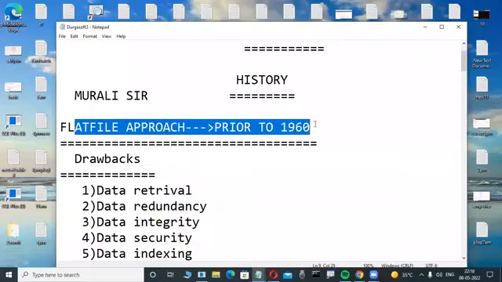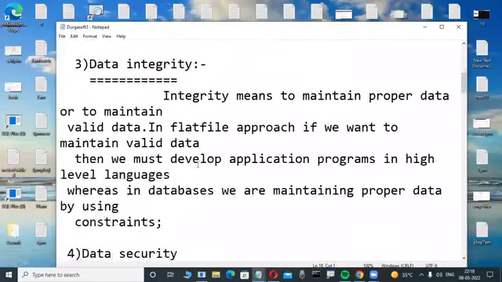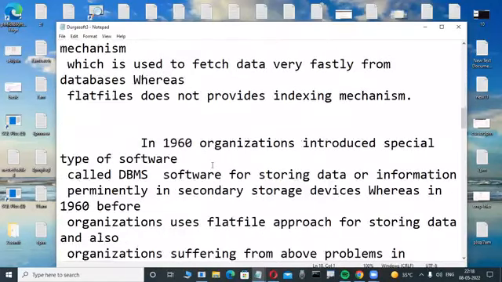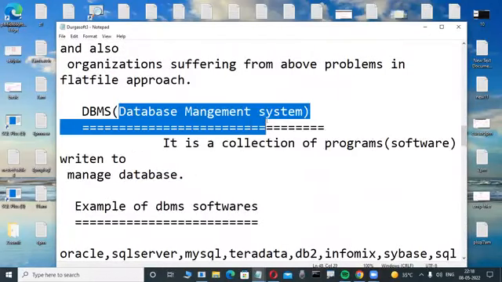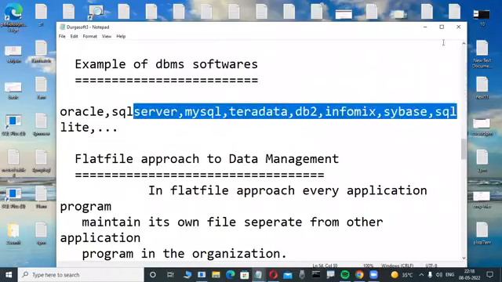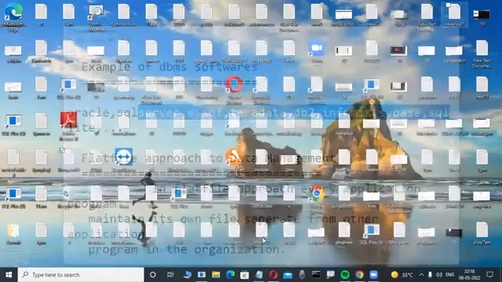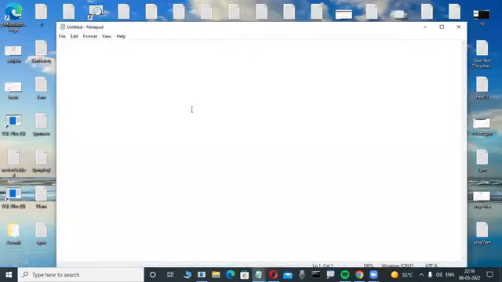The flat file approach existed before 1960 and had some drawbacks, which I will tell you. Then, once you have database knowledge and understand it, you will see why they introduced this type of database management system from 1960 onward. That is Oracle, SQL Server, MySQL. I will tell you all those things. Don't worry. Before we start, first just observe.